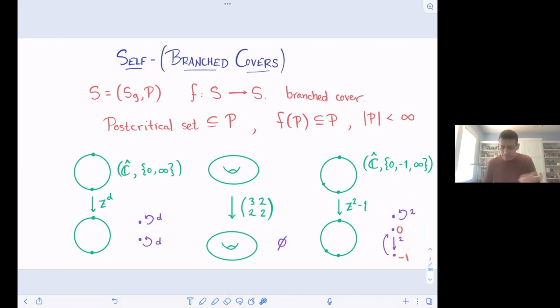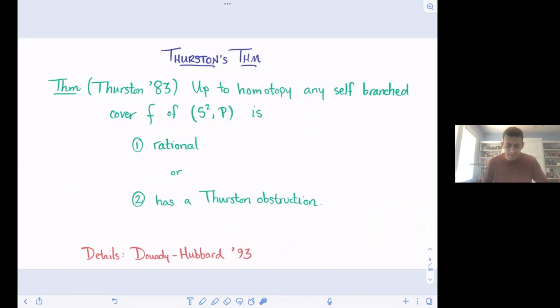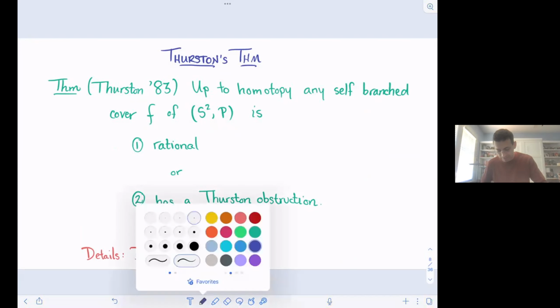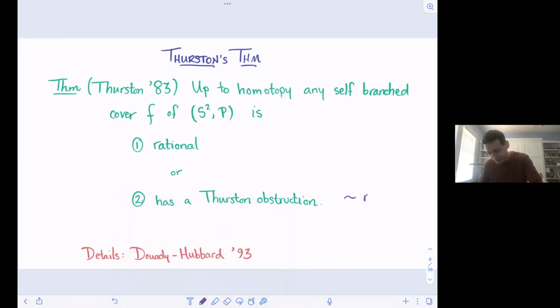Okay, so Thurston's theorem is going to be a normal form for these things. And here's the theorem. It should look similar to the other theorem, a little bit at least, although there's a definition here I haven't given you yet. So the theorem of Thurston, which came a little bit later than the other one, is: up to homotopy, any of these self-branched covers is either a rational map or it has a Thurston obstruction, which is like a reducing system. So this is like a reducing system in the mapping class group case. We're going to see that.